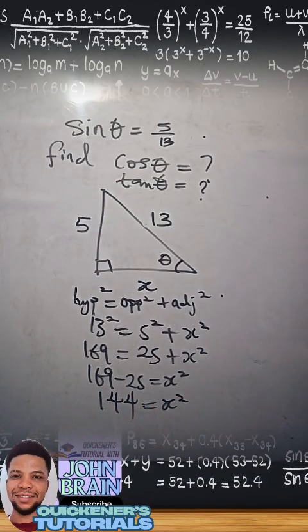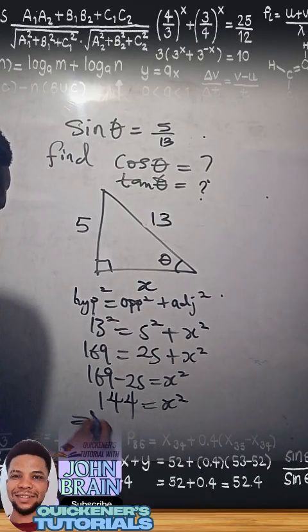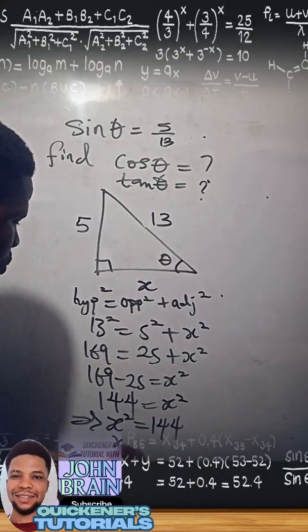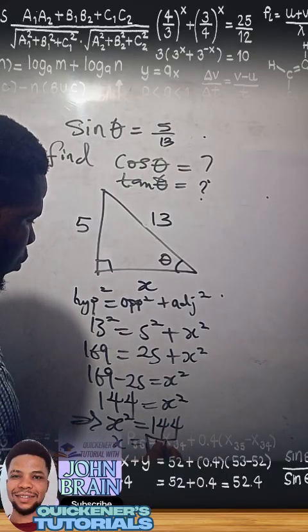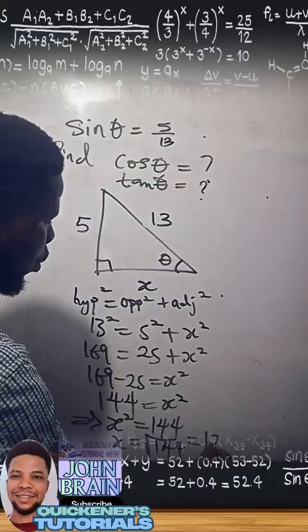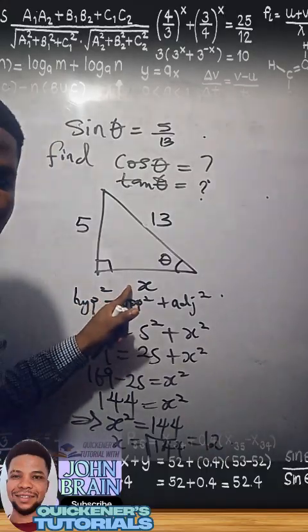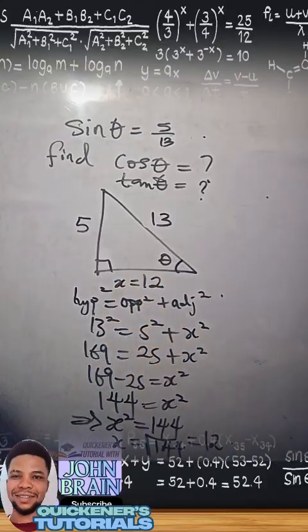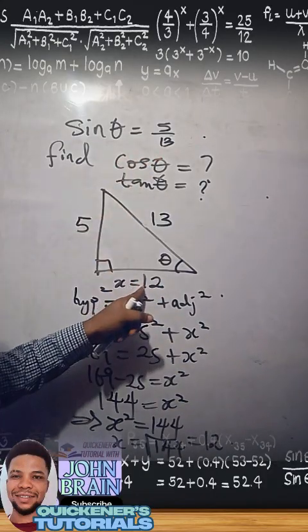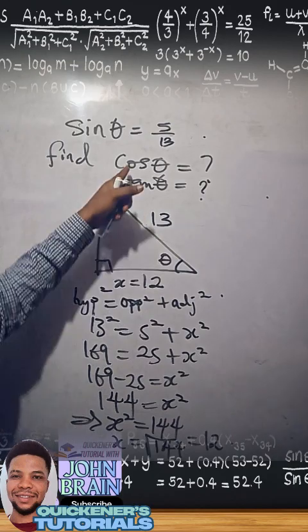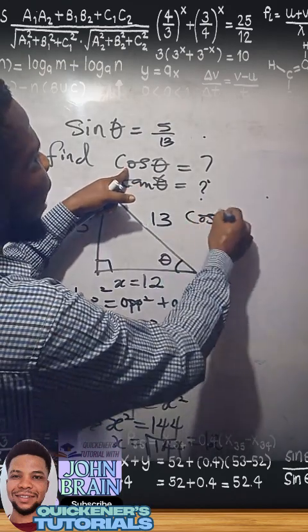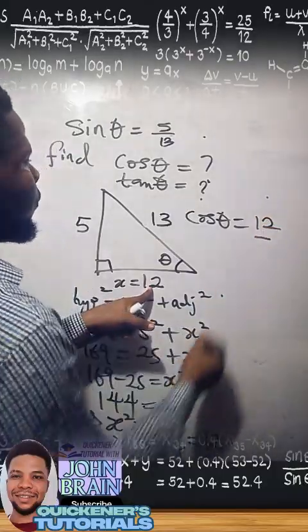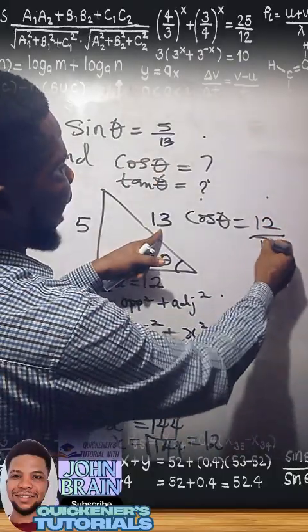You can use your calculator to do that. So x square is 144. When you square root both sides, the square root of 144 is 12. So the part I'm looking for, x, is equal to 12. Now I can find cos theta. Cos theta is adjacent over hypotenuse, which is 12 over 13.